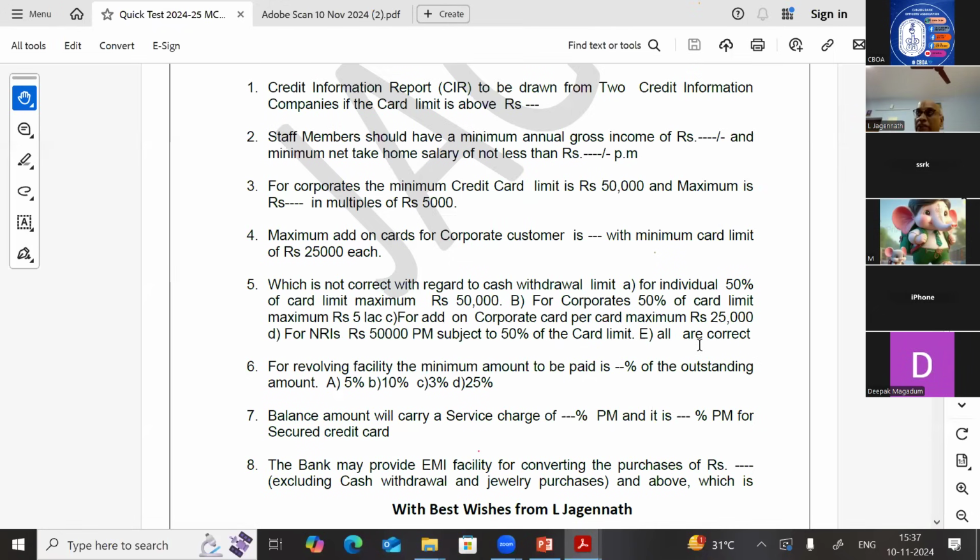So with regard to cash withdrawal, what is the limit we have seen? All the 5 points are correct. Question number 5, answer is E.